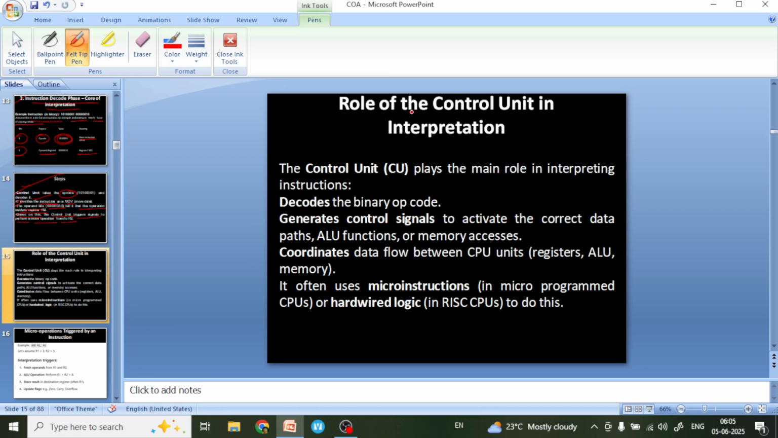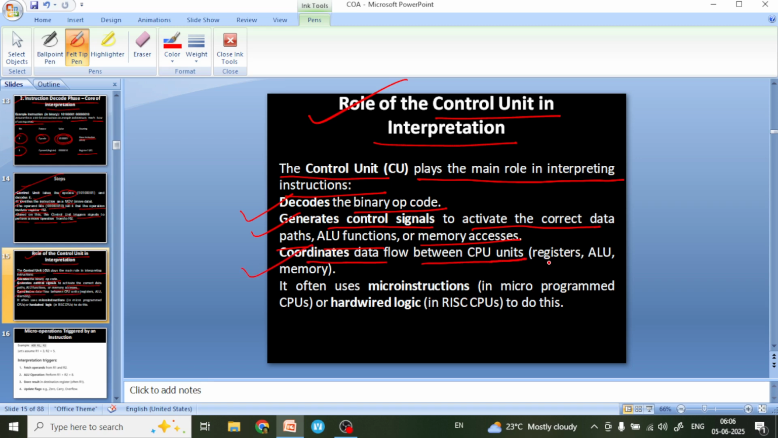What is the role of the control unit in interpretation? The control unit plays a very important role in interpreting instructions. First it decodes the binary opcode, after that it generates the control signals which activate the correct data path and ALU function or memory accesses. After that it coordinates the data flow between the CPU units: registers, ALU and memory. It also often uses microinstructions, which are used in microprogrammed CPUs, and hardwired logic in RISC CPUs, to do this.